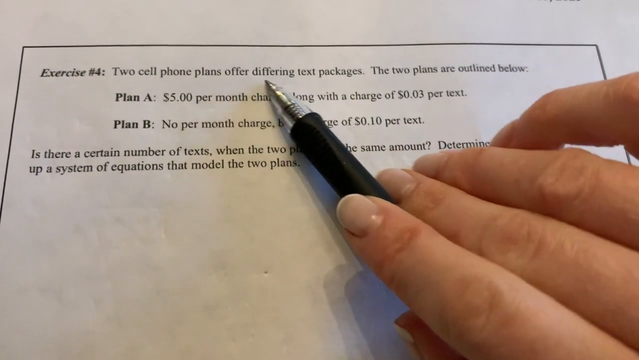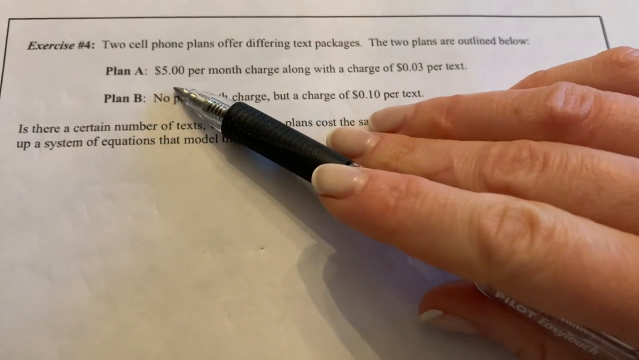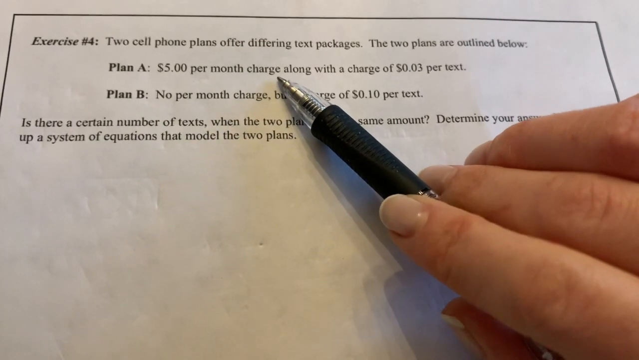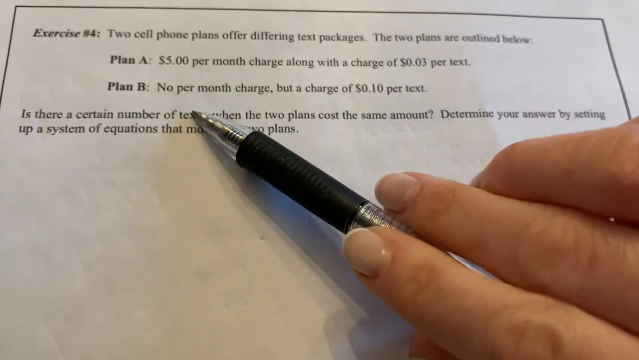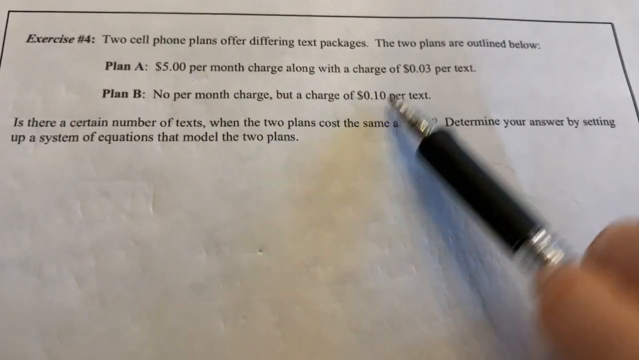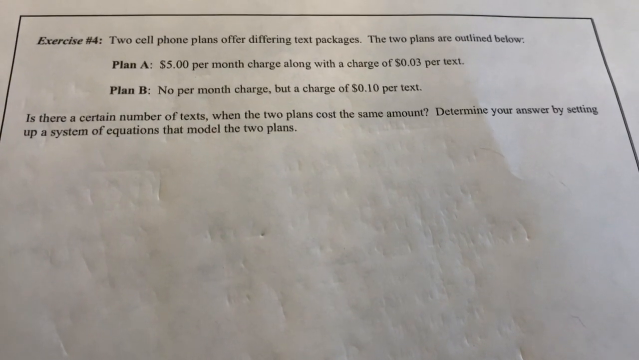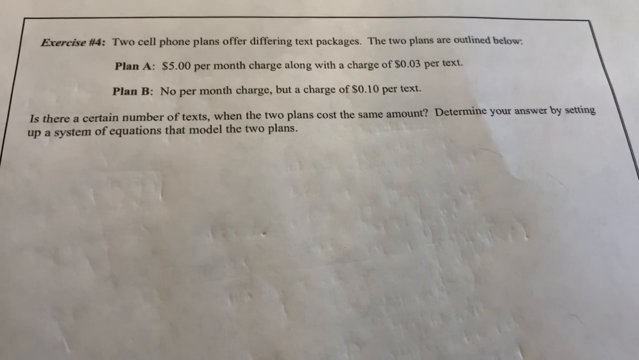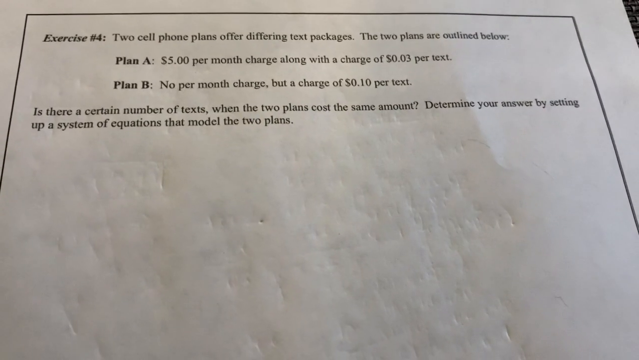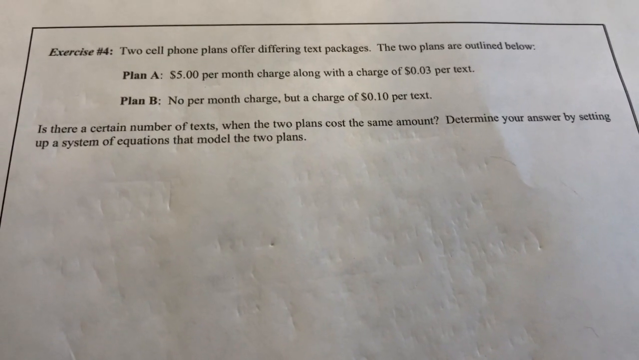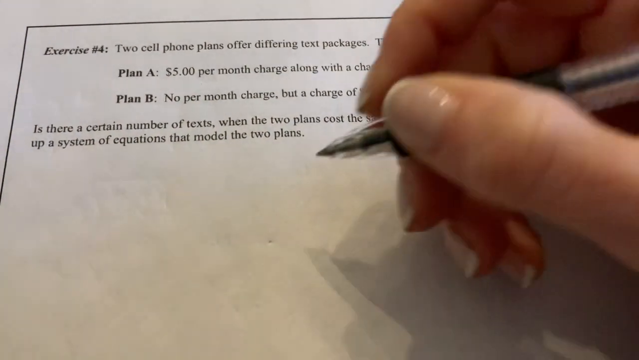So we have 2 cell phone plans that are offering different text packages. The first plan is a $5 per month charge, along with a charge of 3 cents per text. Plan B has no per month charge, but it charges 10 cents per text. So they want us to figure out when the 2 plans cost the same. And you're gonna determine the answer by setting up a system of equations. Basically this is gonna be for 1 month. Imagine that it's 1 month. It's one thing we probably should have said.